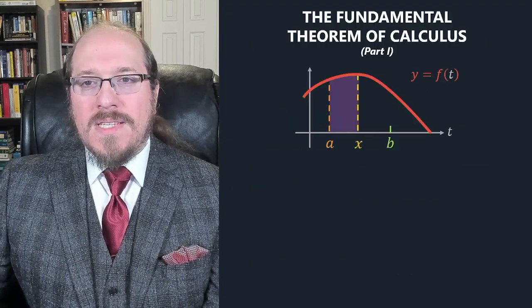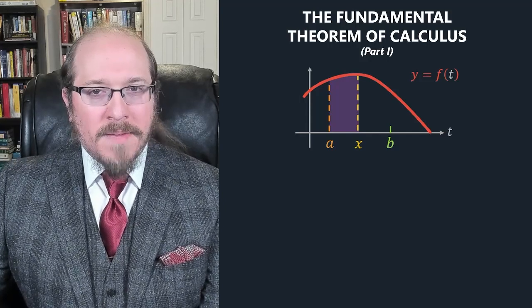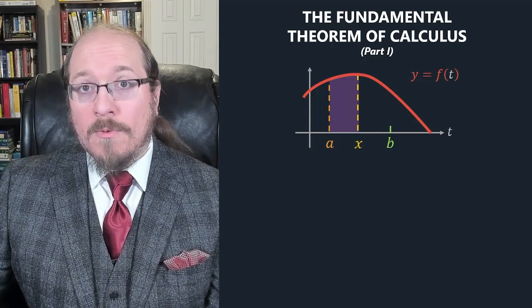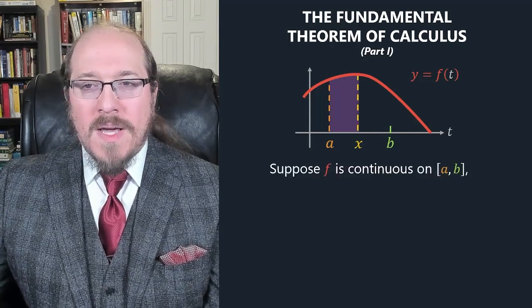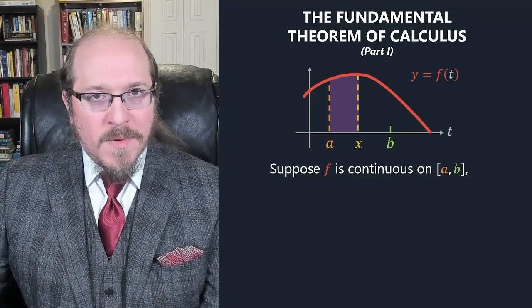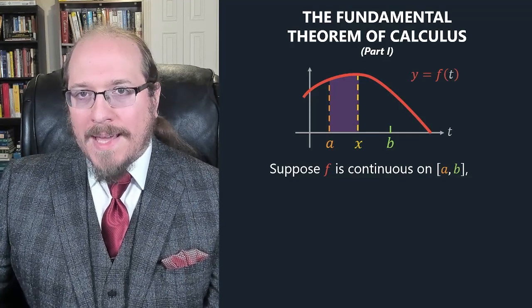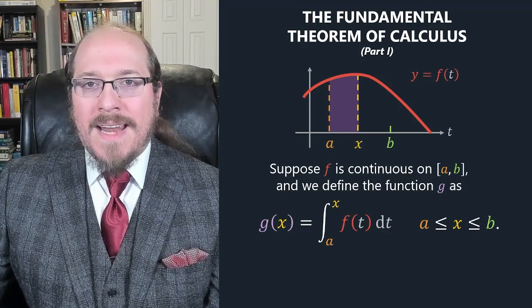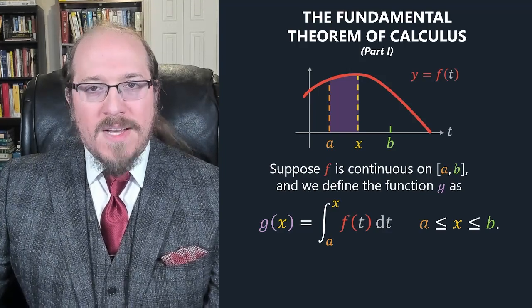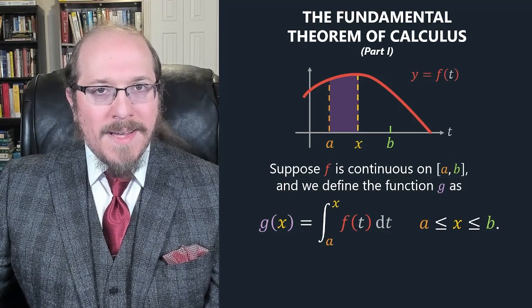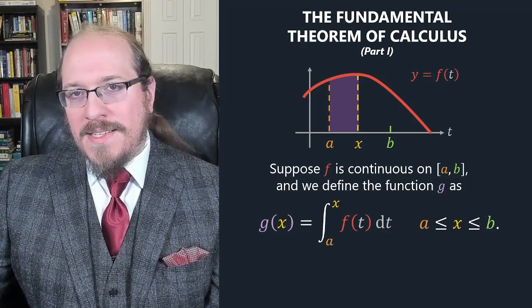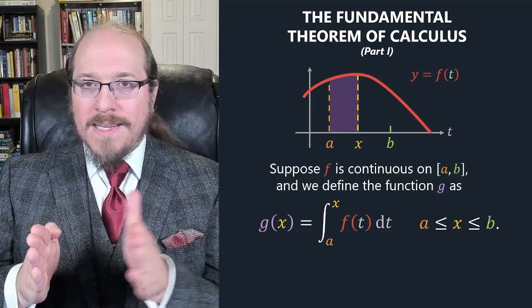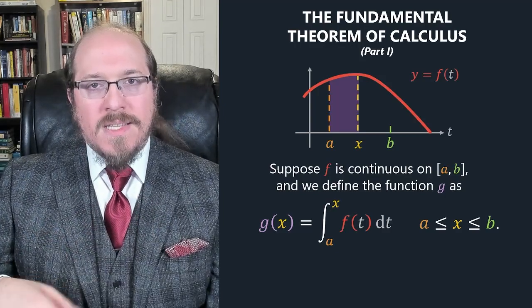Now let's also state the theorem we're proving a little bit more carefully, along with a few assumptions I left out the first time we looked at it because we weren't quite ready for them yet. Suppose we have a function f that's continuous on the closed interval from a to b. And then suppose that we define g to be an area accumulation function, specifically the integral from a to x of f of t dt. Notice that a is a stationary value, while x is free to move as long as it's between a and b.